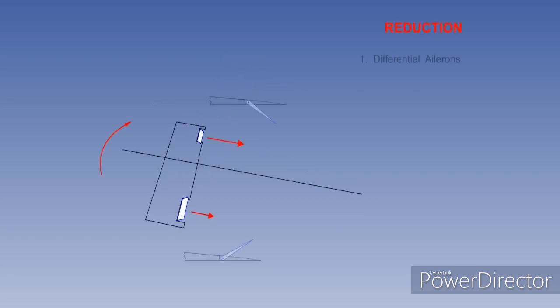Aircraft designers can reduce adverse aileron yaw in several ways. The first method we will look at is differential ailerons. The downgoing aileron moves through a smaller angle than the upgoing aileron. This reduces the difference in drag. Nearly all aircraft have differential ailerons.